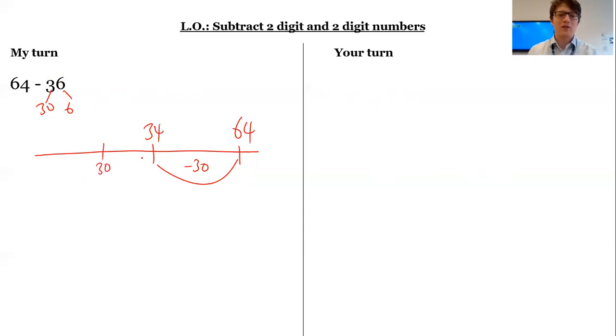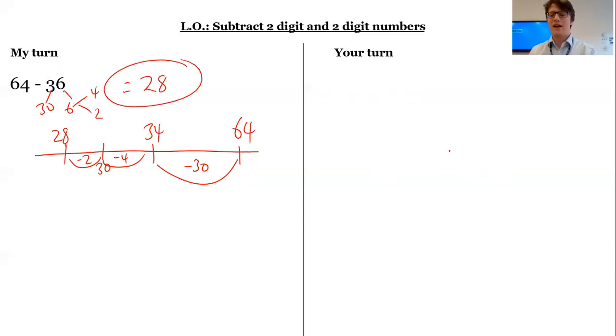So I know I'm going to have to go to the nearest group of 10, which is 30, by subtracting 4. 34 subtract 4 is 30. 6 is 4 and 2. Take away another 2: 30, 29, 28. So the answer, or the difference between these two numbers, is 28.